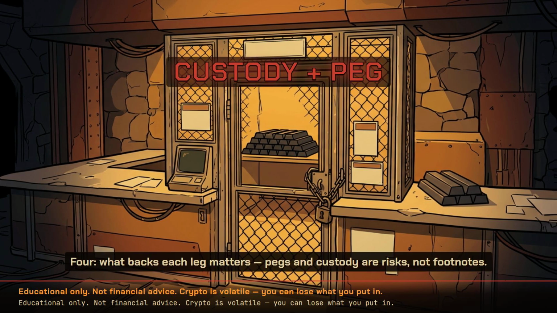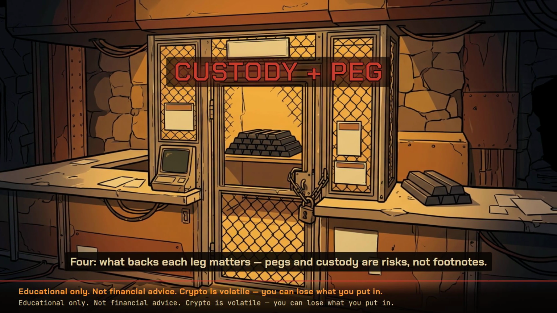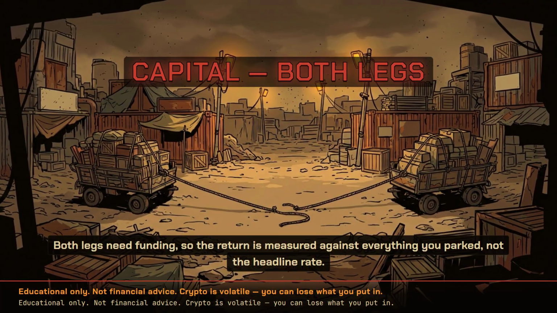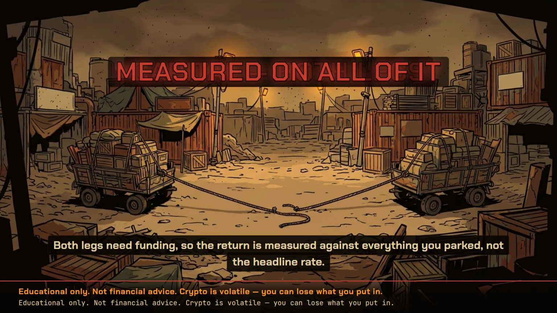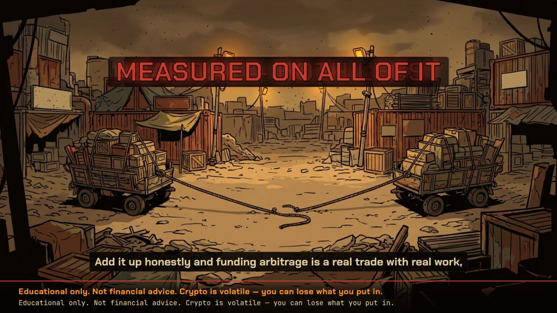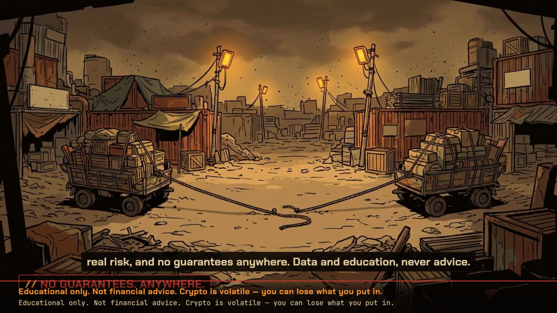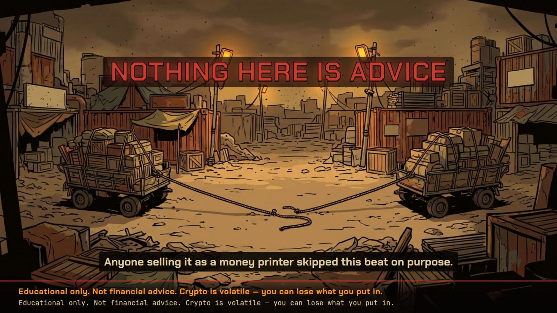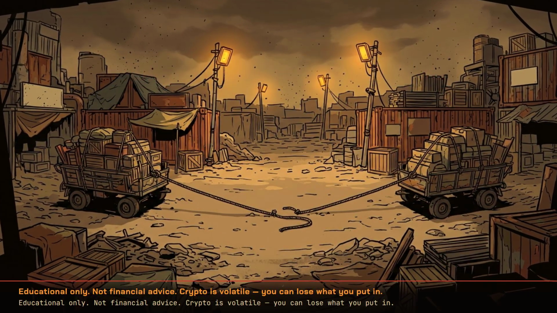4. What backs each leg matters. Pegs and custody are risks, not footnotes. 5. Capital. Both legs need funding, so the return is measured against everything you parked, not the headline rate. Added up honestly, funding arbitrage is a real trade with real work, real risk, and no guarantees anywhere. Data and education, never advice. Anyone selling it as a money printer skipped this beat on purpose.